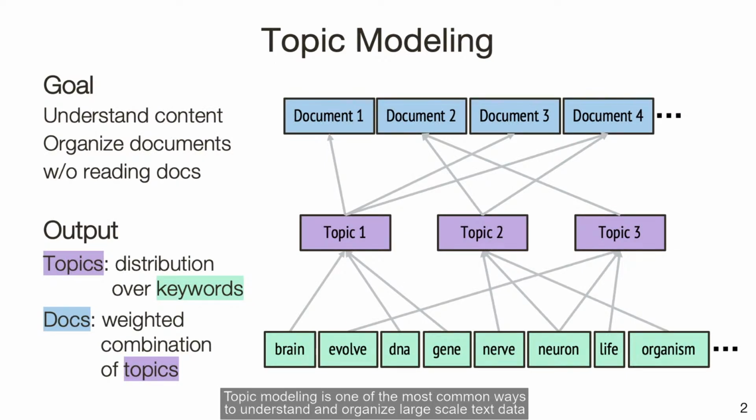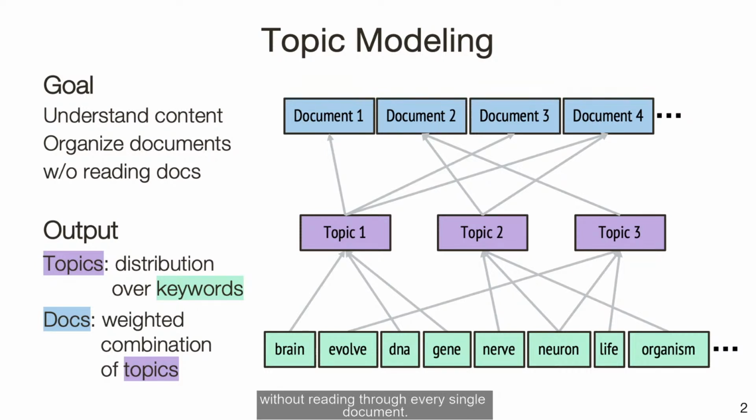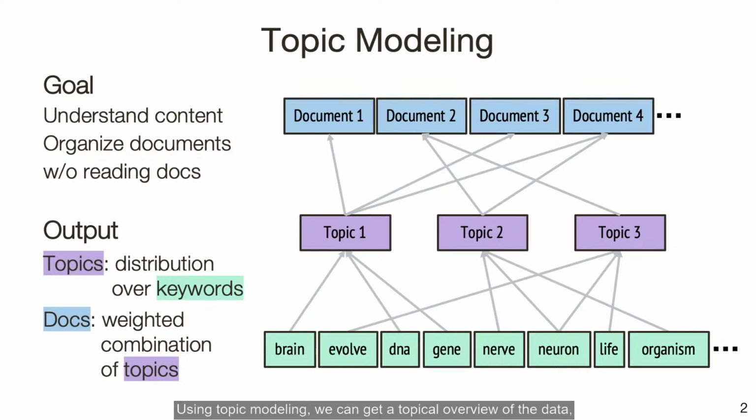Topic modeling is one of the most common ways to understand and organize large-scale text data without reading through every single document. Using topic modeling, we could get a topical overview of the data where topics are computed as distributions over keywords, and documents are represented as weighted combinations of topics.